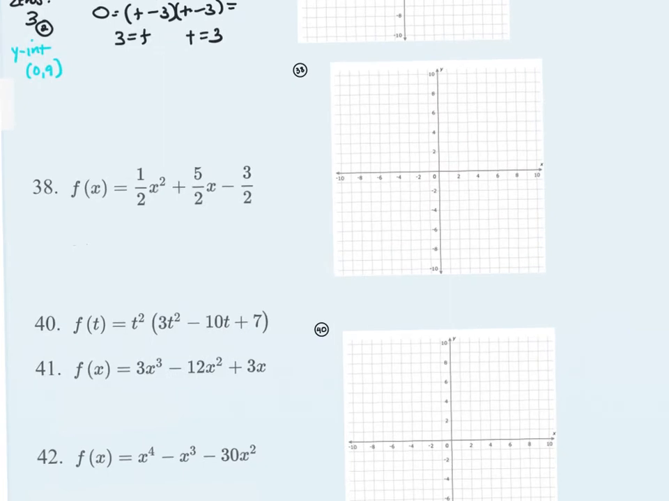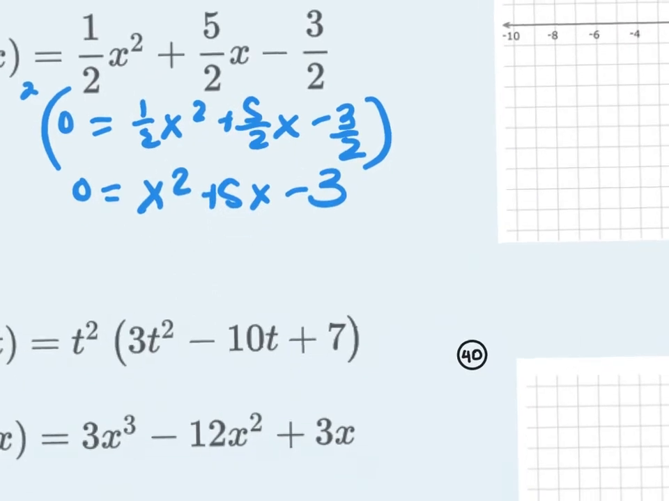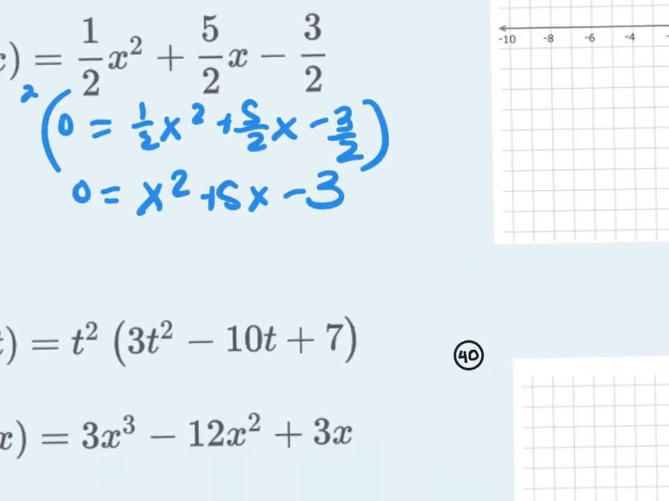38, my end behavior again is both up because it's squared and positive. I'm going to do 0 equals 1/2 x squared plus 5/2 x minus 3/2 and actually multiply by 2 to get rid of the fractions. And I get x squared plus 5x minus 3. Not factorable, so I have to use the quadratic equation.